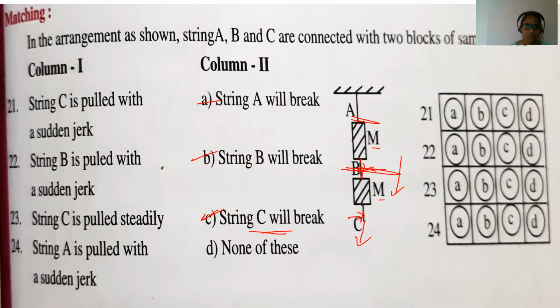Last one. The string A is pulled with a sudden jerk. What will happen, children? Again, with a sudden jerk, the string A will break here. One thing you observe: if you provide a sudden jerk, only that part will break. If you pull it down, the entire system connected to it is affected. You can keep that in mind, so you can easily answer such questions when they come.